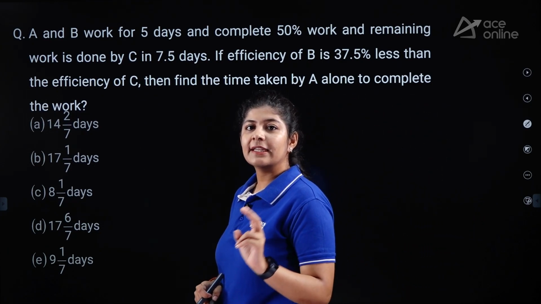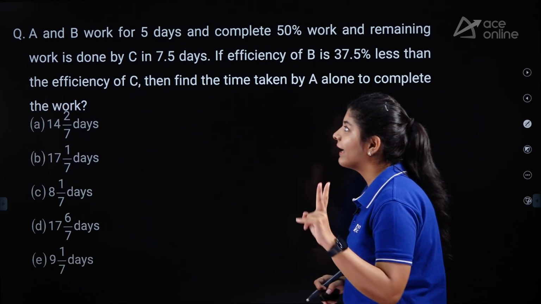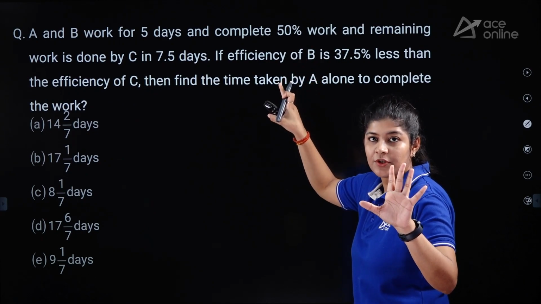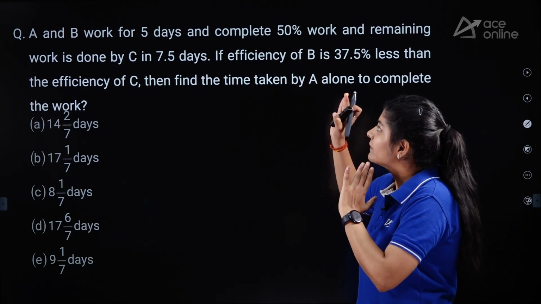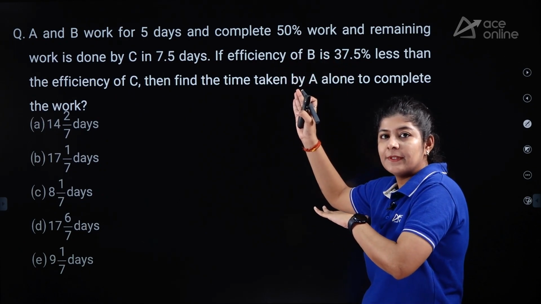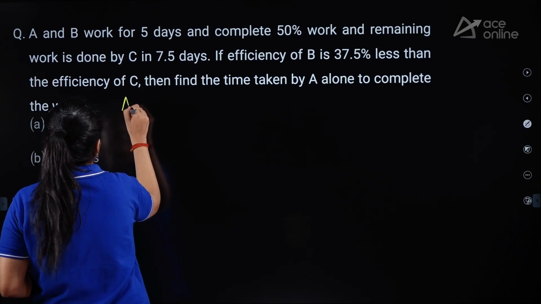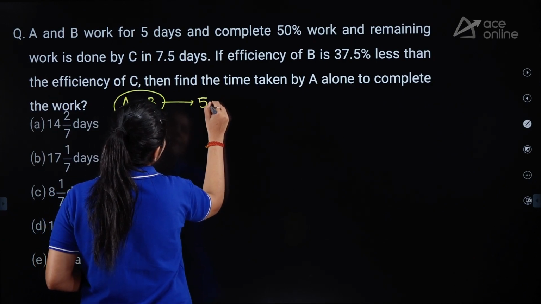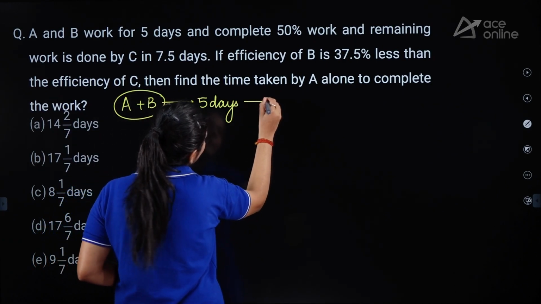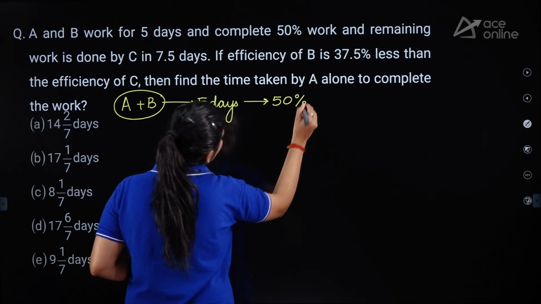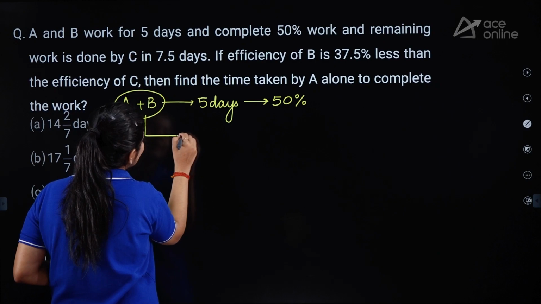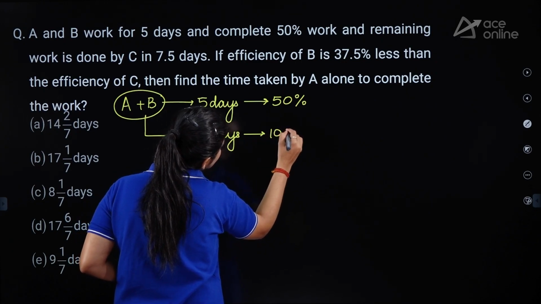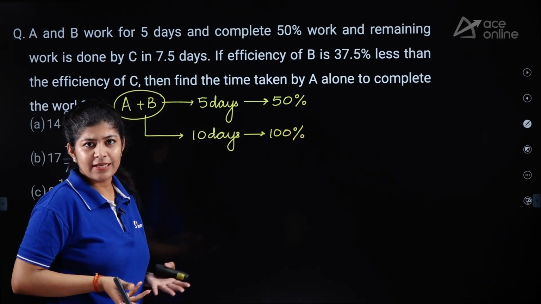The question says that we have two persons initially, A and B, and they work for 5 days but complete only 50% of the work. So if A plus B combined take 5 days to complete 50% of the work, we can easily say that A and B together will take 10 days to complete 100% of the work. Can we say that? Yes, we can say that, right?